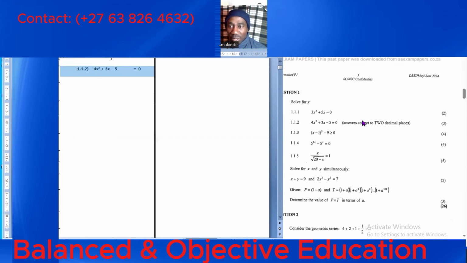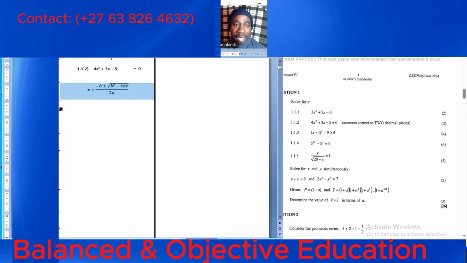The question says we should report our answer correct to 2 decimal places. In the matric exam, whenever they give you a quadratic equation and ask you to express your answer to a specific number of decimal places, it means that the equation is not factorizable. So the easiest way to go about it is to apply the quadratic formula. The quadratic formula is available at the back of your answer paper on the formula sheet. X equals negative b plus or minus the square root of b squared minus 4ac, everything over 2a.